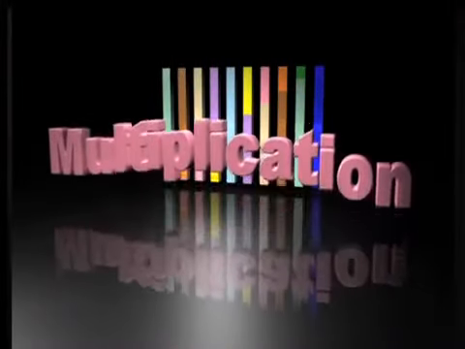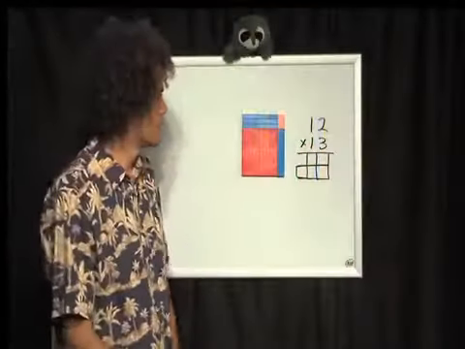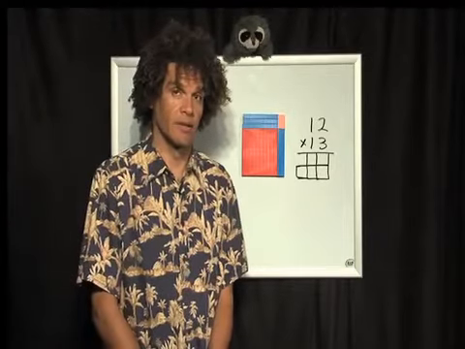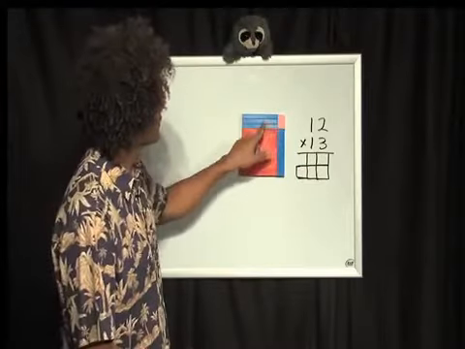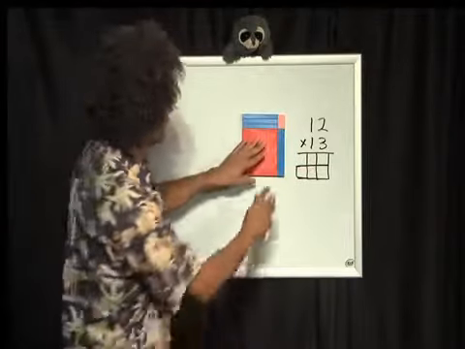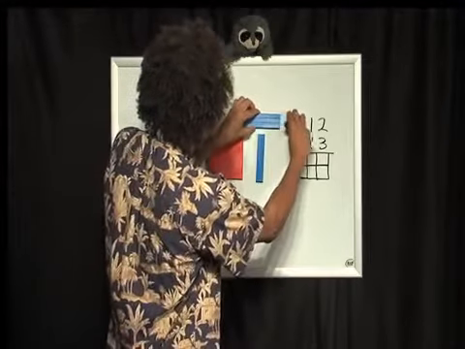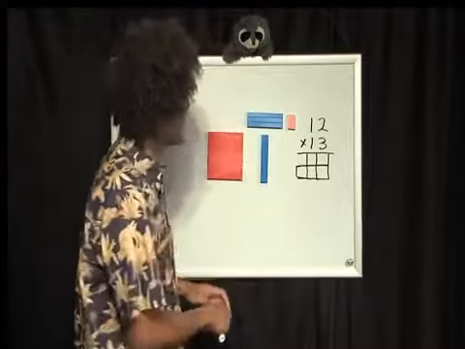Now here's a similar problem. 12 taken 13 times. Once again, very simply, all we need to do is be able to count. So 12 taken 13 times. Can I see what's going to be in each box? Well, to make it a little more clear, simply split and shift here. Now we can see what goes in each box.